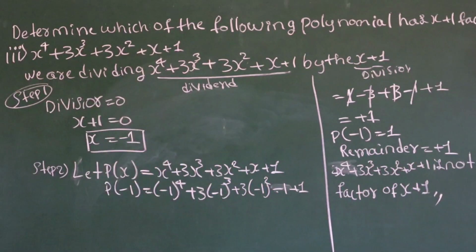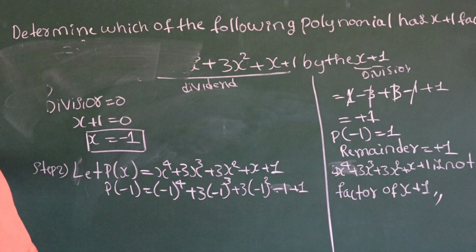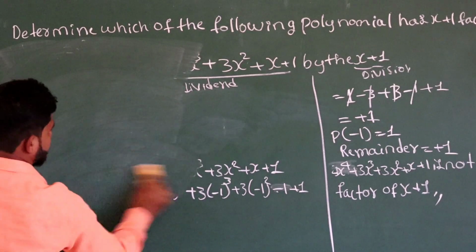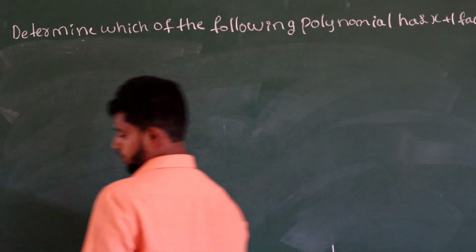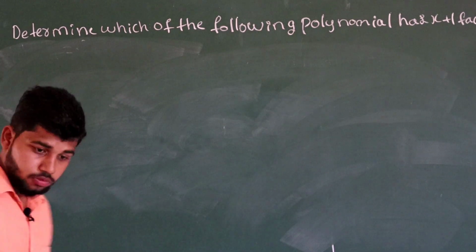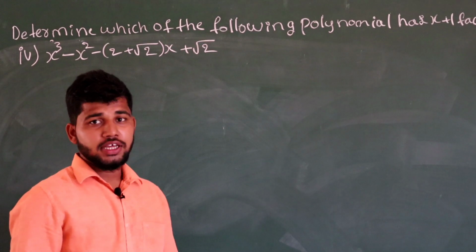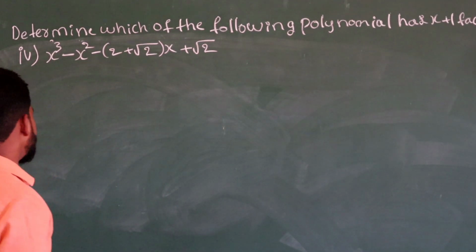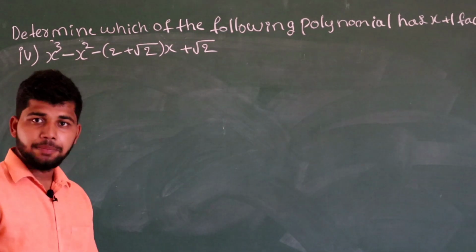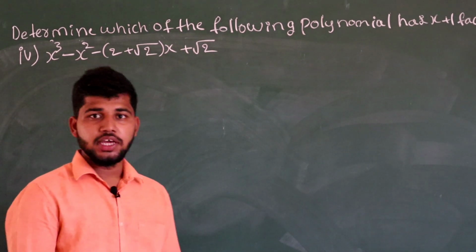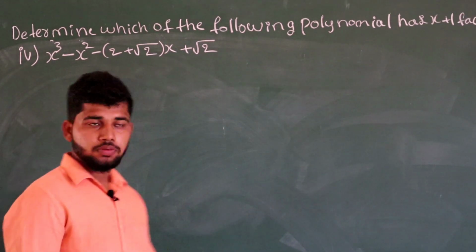Now looking at the fourth problem. Determine whether the following polynomial, x cube minus x square minus (2 plus root 2) x plus root 2, has x plus 1 as a factor. First we have to find the remainder of the given polynomial.